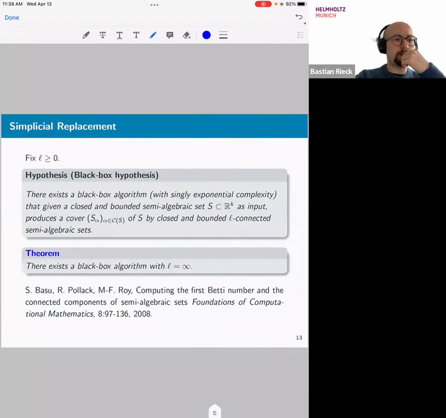So this was a basic building block of work that I did with Ricky Pollack and Mark Francois from maybe over 12, 14 years ago. So it appears there.